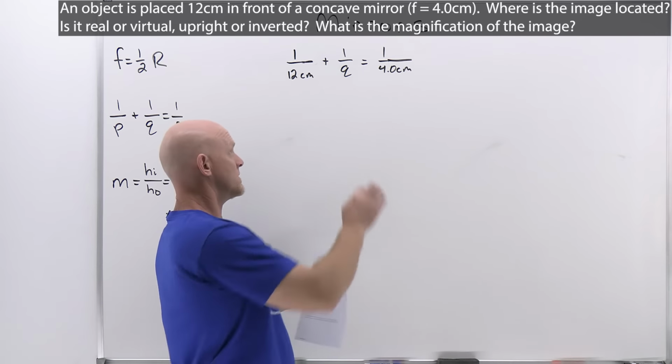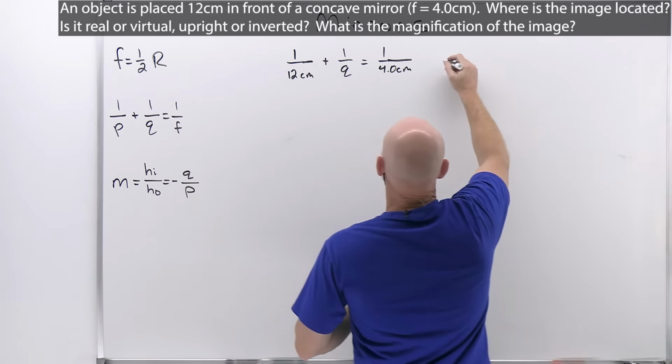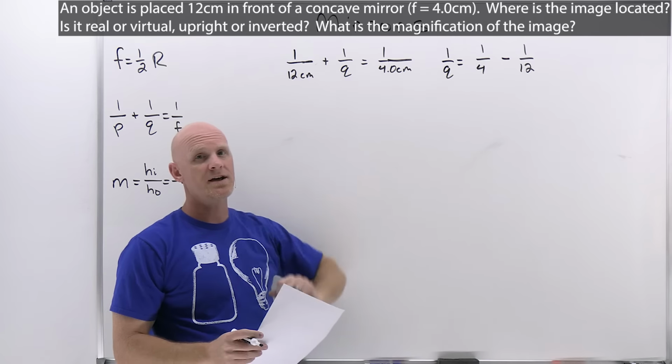But where is the image located? Well, that's what Q is. And so in this case, we'll have 1 over Q equals 1 over 4 minus 1 over 12. And one thing to note, you might be like, hey, Chad, you need to convert centimeters to meters to get SI units.